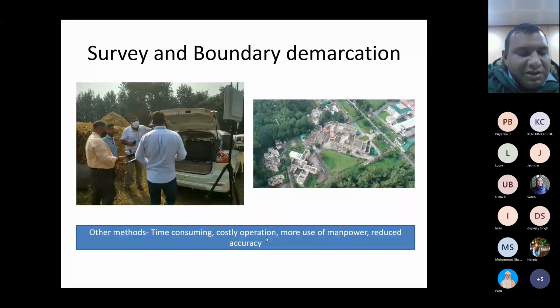So this was one, the left side photograph that I put here. We did this in Chandigarh, which, as you may know, is a union territory in the country of India, and it has some legal issues in the boundaries with the adjacent states. So they asked us to do the survey using drones. We did a preliminary survey in Chandigarh.